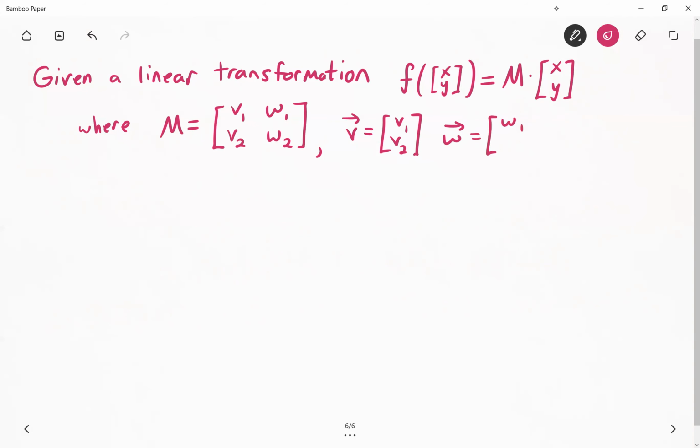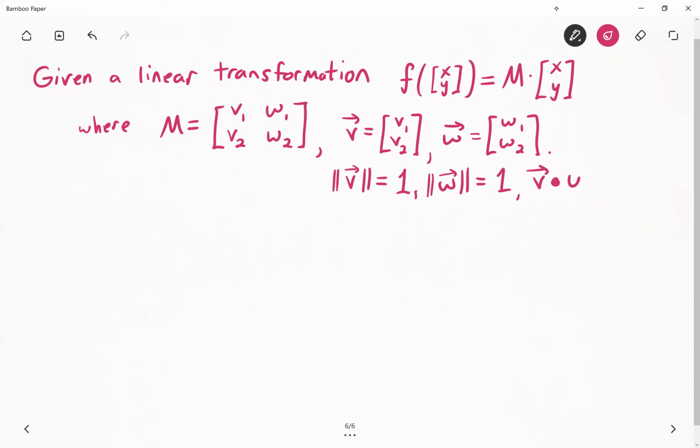So vector V equals V1, V2, and vector W equals W1, W2. Let's say these vectors have some special properties. Let's say that the length of V, the double bar notation indicates length, is 1, so it's a unit vector. Let's say the length of W is also equal to 1. It's also a unit vector.